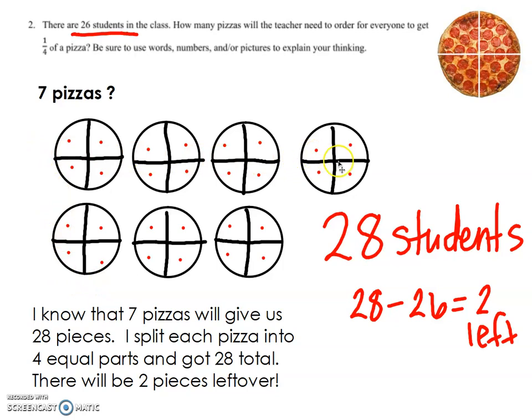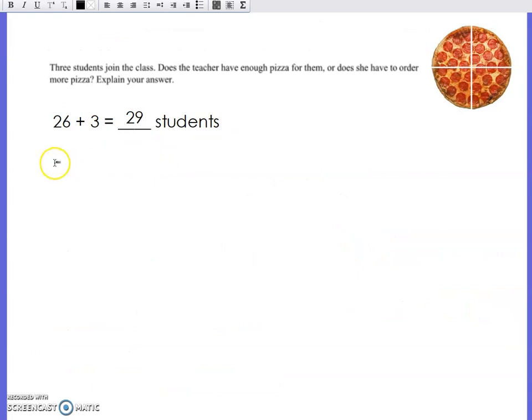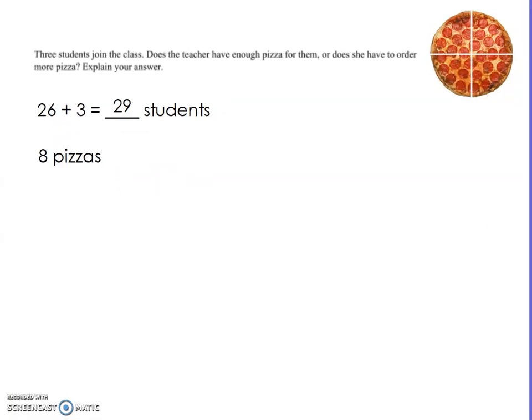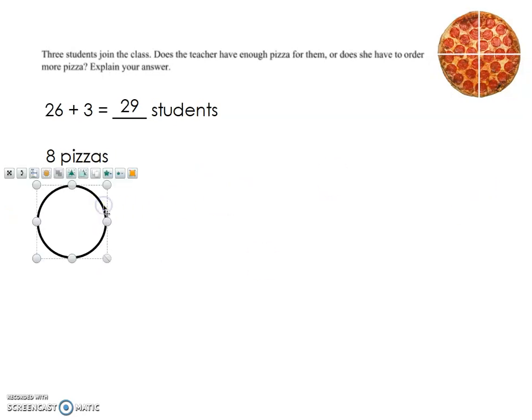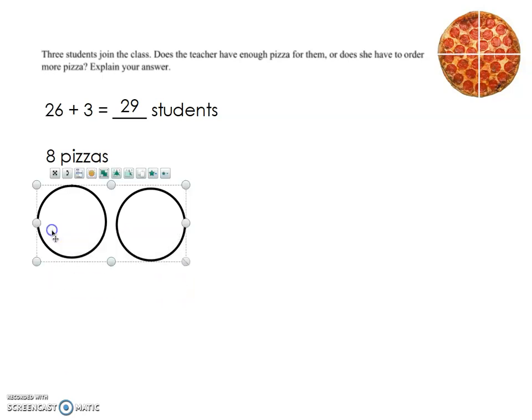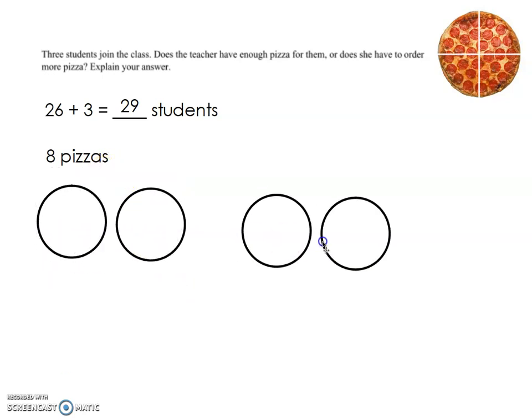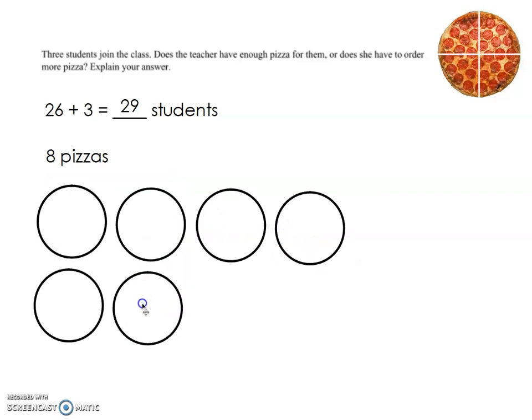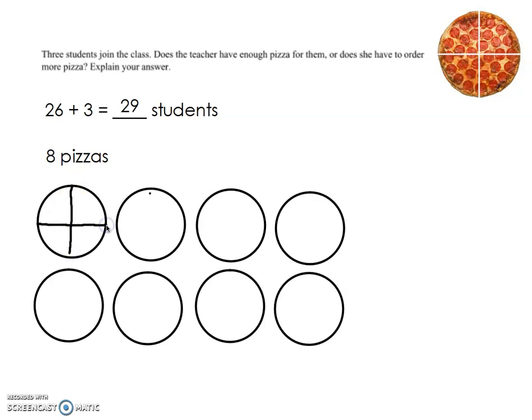So we solved this and realized we don't have enough pieces. So we're going to come over here and show that, well, 7 pizzas was not enough, so she might need to order a few more pizzas. So if we do that, then we're going to go ahead and show it again, okay? So you're going to have to show 2, 4, 6, 8 pizzas this time, okay? And you're going to go ahead and break them up, right, into 4 parts, okay?